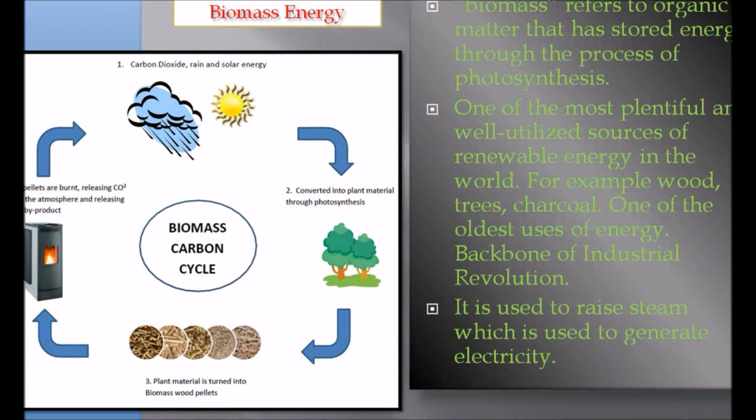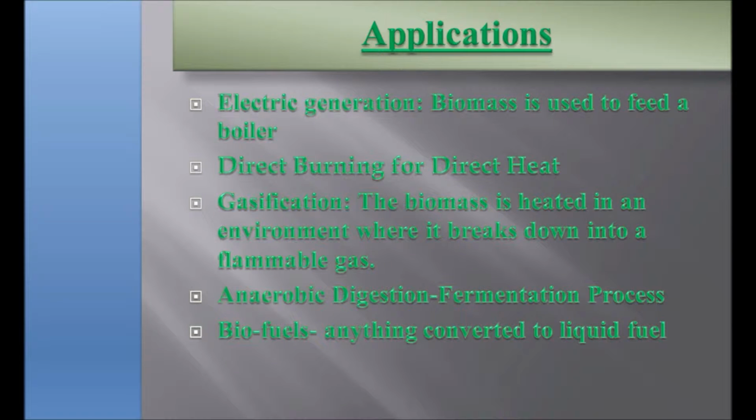Looking at the PowerPoint, we see the combination of sun and rain produce the process of photosynthesis, which grows crops to burn. These materials are turned into biomass wood pellets, and the wood pellets are burnt, releasing CO2 back into the atmosphere, releasing heat as a byproduct. Some of the applications are direct burning, gasification, and biofuels.